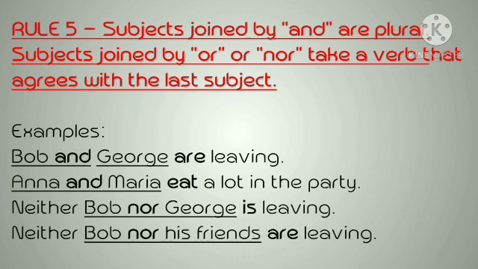On the other hand, neither Bob nor his friends are living. The last subject here is his friends. Although Bob is singular, his friends will be the basis of the agreement. So we are going to use are.